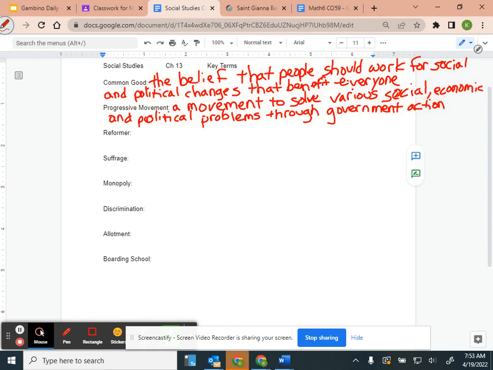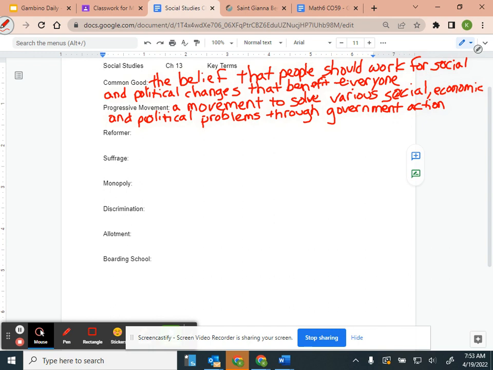So it's people looking at that common good, looking at what needs to change to help everyone, and working through the government, working through the laws, the Bill of Rights. Remember how we said that keeps growing, it's not set in stone, we keep adding to it. So it's looking at social, economic, and political problems and working through the law to make sure it's good for everyone. So it's adding to that Bill of Rights, adding to the laws to make sure everyone is in the best place possible.